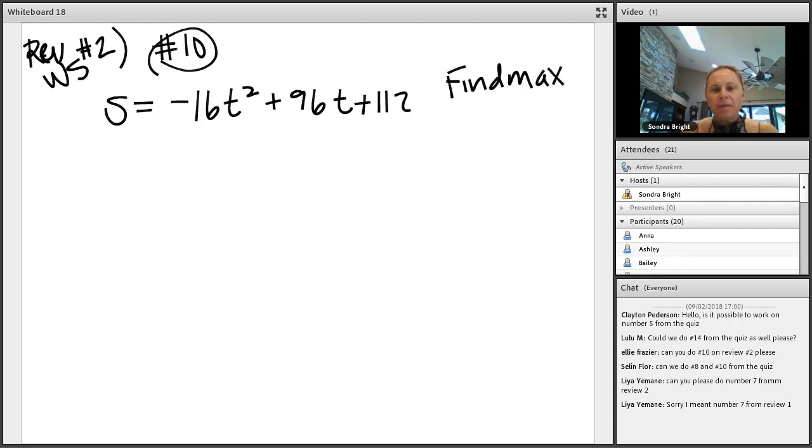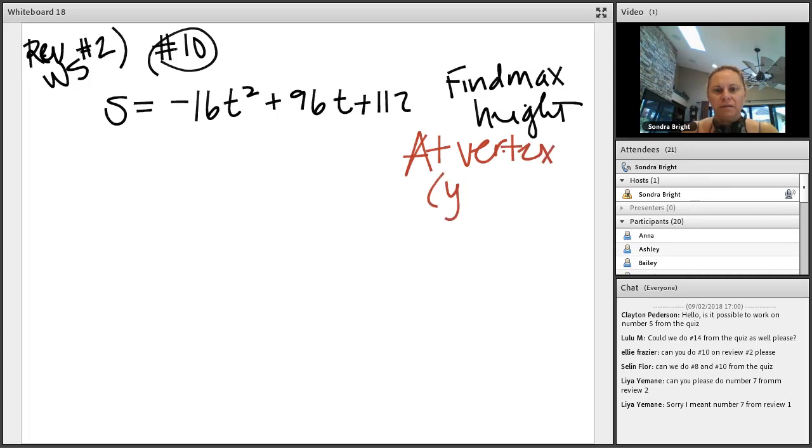So the maximum height occurs at the vertex. Max height occurs at the vertex. And it's the y part of the vertex. It will always give your max or your min value, or your max or your min height. And so we need to find the vertex.